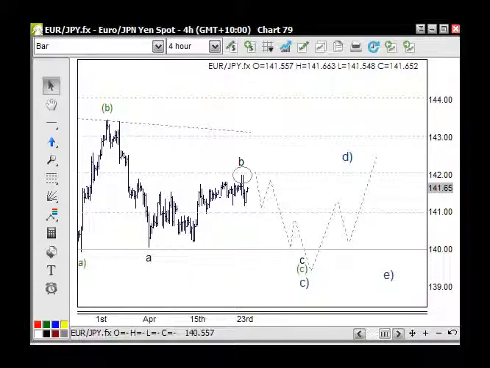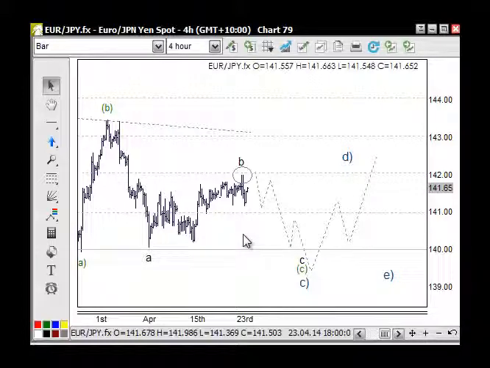Just moving on to the euro yen here, we were looking at the 50-60% retracement level at 142, and that's sort of in play now. We've seen a bit of a sell-off from here. We're looking at being long from 141.72 to 142 yesterday. So it's possible that wave B here is completed in terms of an A wave, a B wave, and a C wave for wave B coming back to the 61.8 retracement level.